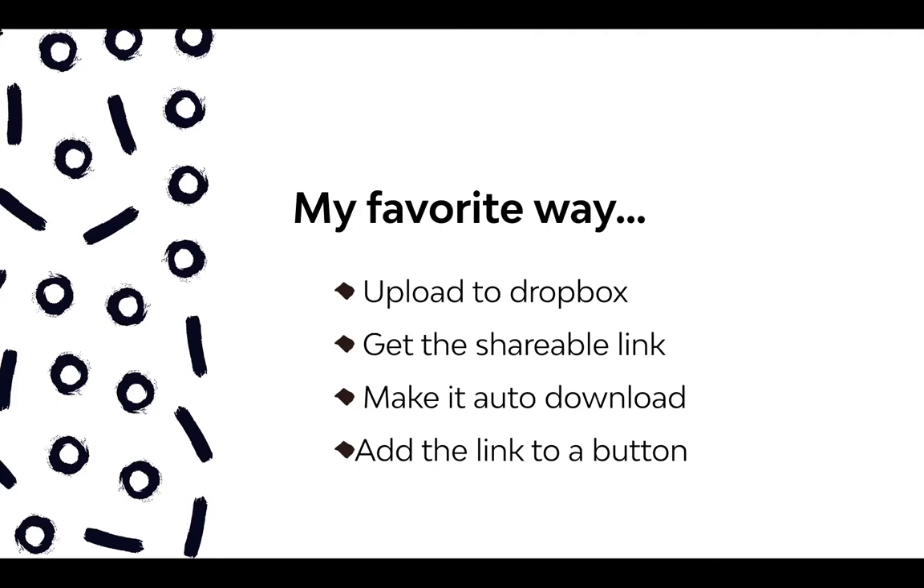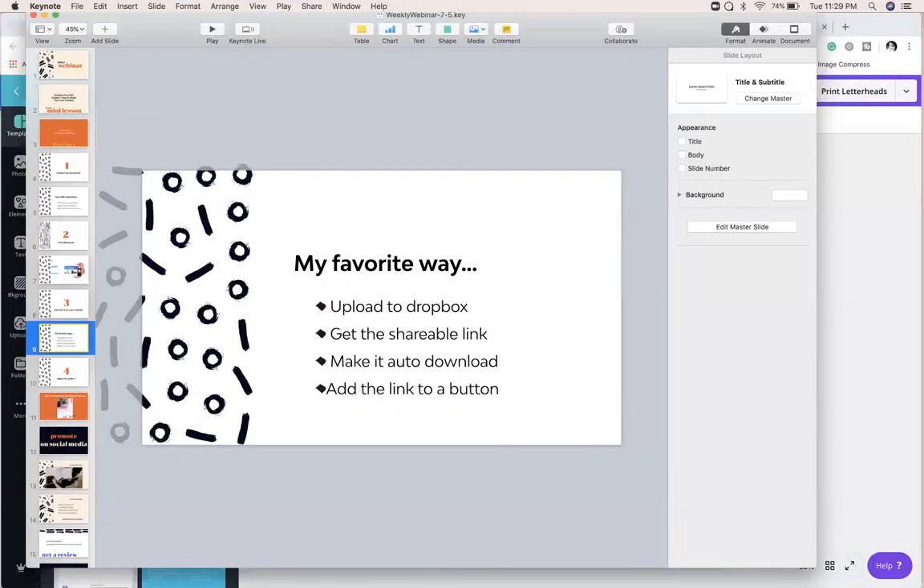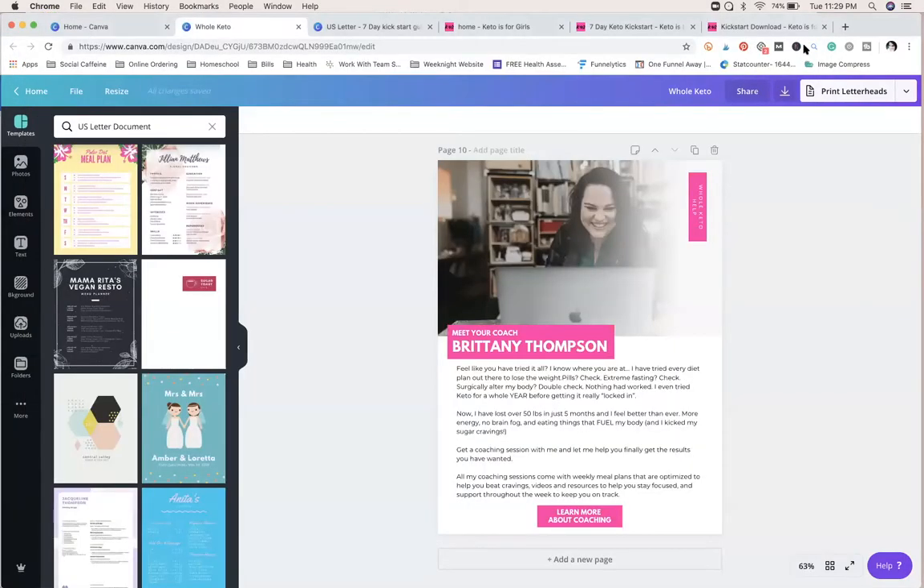So then I grab the shareable link from Dropbox. I make it an auto downloading link, which is super easy to do, and I'll show you in a second. And then I just add the link to a button. It's that simple, guys. So let me show you how I did that on my website right here.